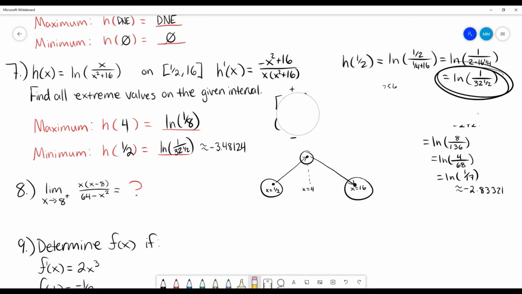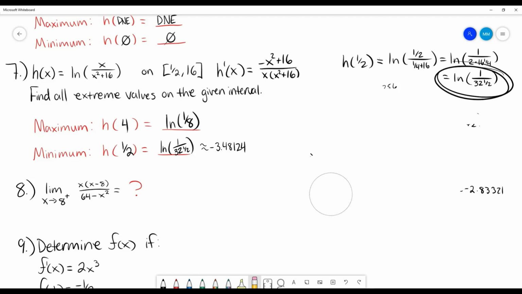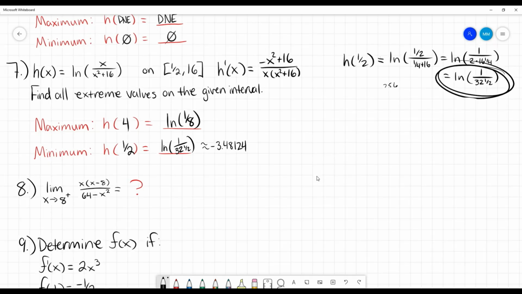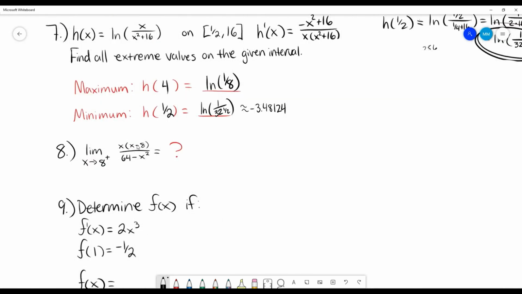Now that we've knocked that out, I'm going to erase some of this so we've got room to do our limit for this next question. Number 8 asks us to evaluate the right-hand limit of this function here. Well, I'm going to start off by simplifying where I can. Why won't my undo button do anything? Hello? There it goes. Okay. So I'm going to start off simplifying where I can.